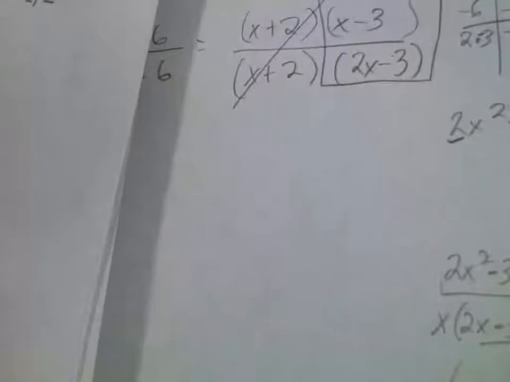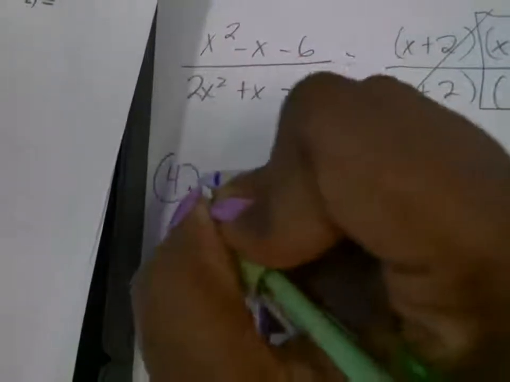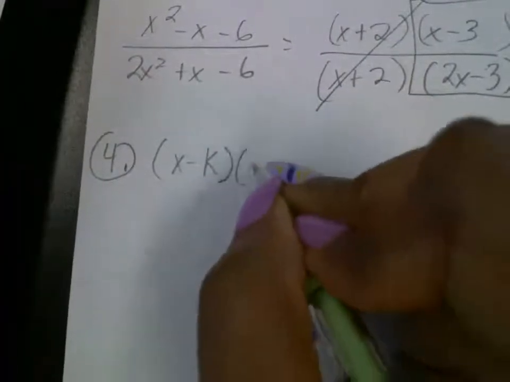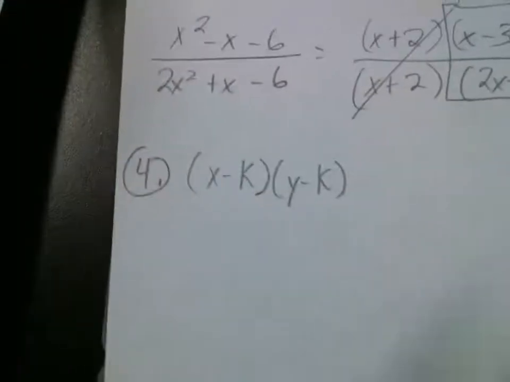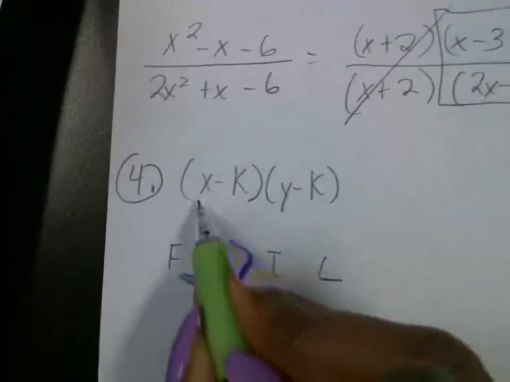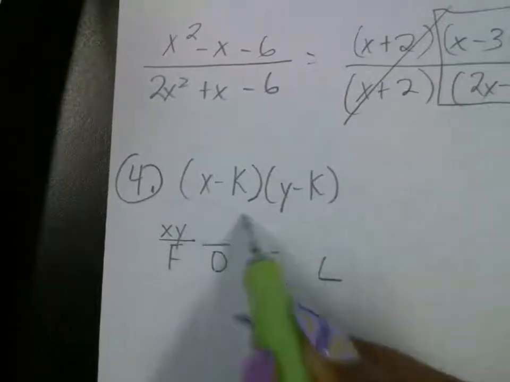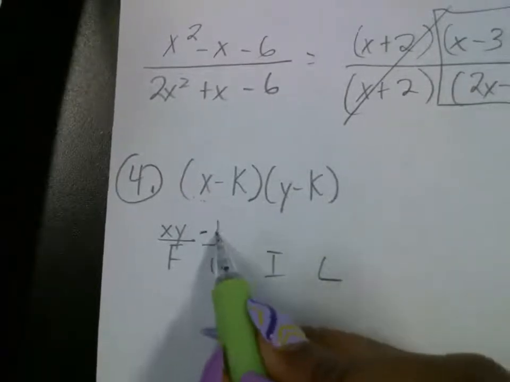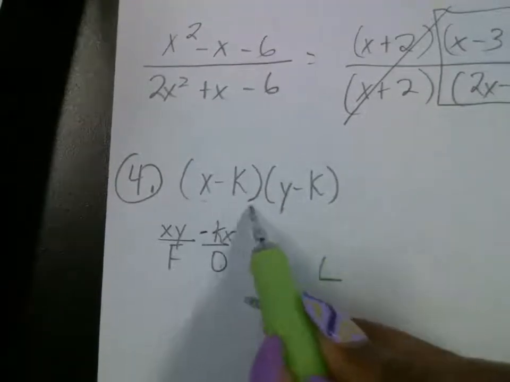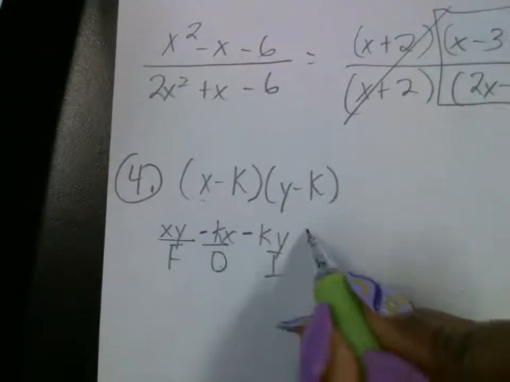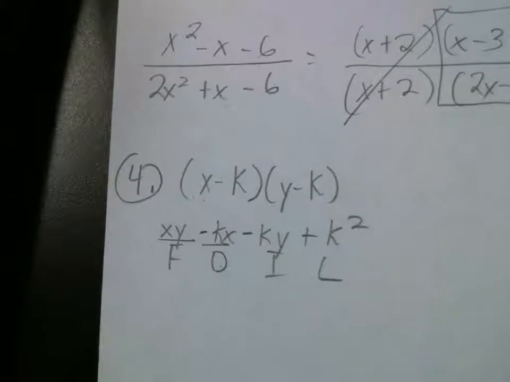So now let's do this next one right here. Number 4. We have x minus k and y minus k. We're going to use the FOIL method to multiply, because we're multiplying here. So multiply these two together. First is going to be xy. Outer is going to be a negative kx. Inner is going to be a negative ky. And last is going to be a positive k squared.